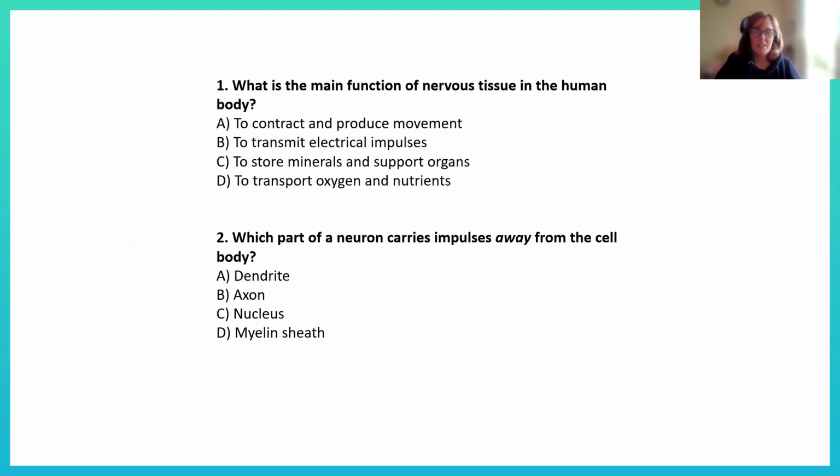Okay, so let's have a quick look. What's the main function of the nervous tissue in the human body? Which part of the neuron carries impulses away from the cell body, the axon? Have a look if you can answer those for me, and then we'll pop the answers up on the screen.